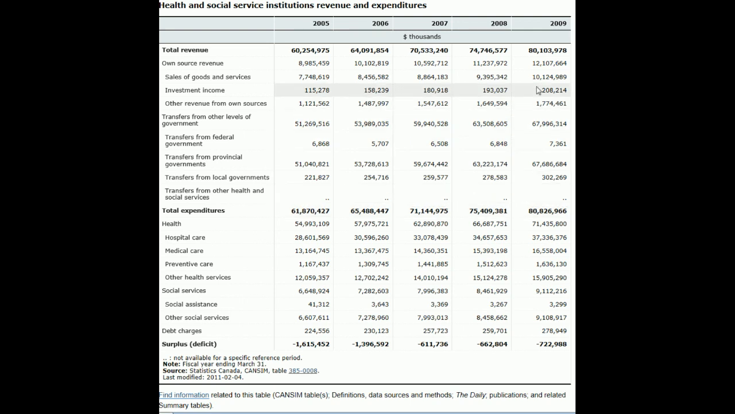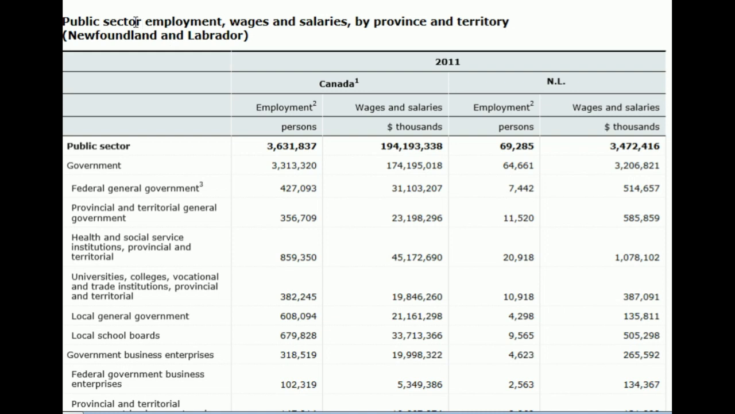So in total, they're generating revenue of $80 billion. Now their total expenditures for the year 2009 was $80 billion, give or take a few $100 million. Now remember that $67 billion of this was generated from the government. We're looking at the public sector, employment, wages, and salaries. We're actually looking at all of Canada as a whole. And when we look at what Canada is paying to run the government, we see that it's indicated $194,193,338,000. That's what's being dished out, paid out to run this government, the offices and the structure and so forth.